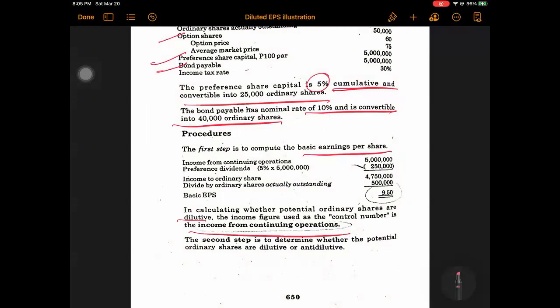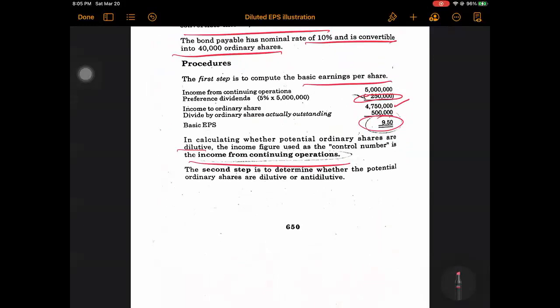Okay, so income to ordinary shares, you have 4,750, di ba? Because the preference dividend is cumulative regardless declared or not, we need to deduct the preference dividend. So that's 4,750 divide by the actual ordinary shares, that's 9.50. This is now our basic earnings per share. Okay, let's move on with the diluted computation, diluted earnings per share.